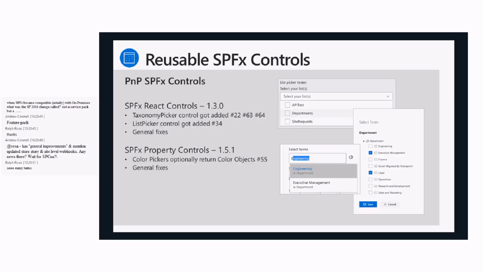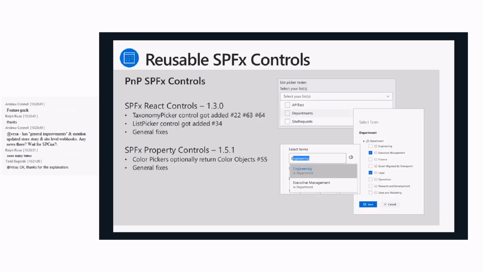And then for the property controls, which are the same idea, reusable controls, but in this case for the property pane, when you edit your SharePoint Framework web part, you've got some reusable property controls you can put into that property pane or that editor pane. Those are at version 1.5.1, and you've got a color picker now optionally returning color objects, and again some general fixes and bug fixes there.